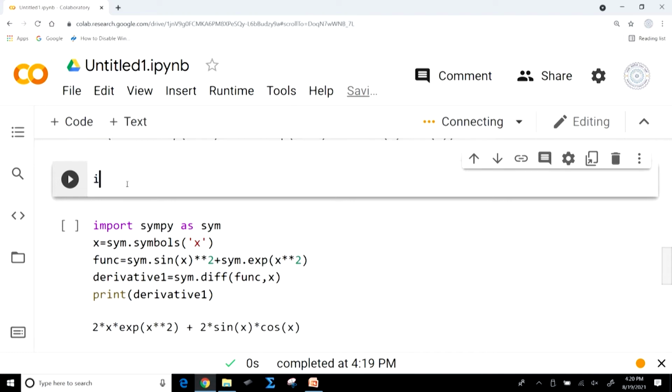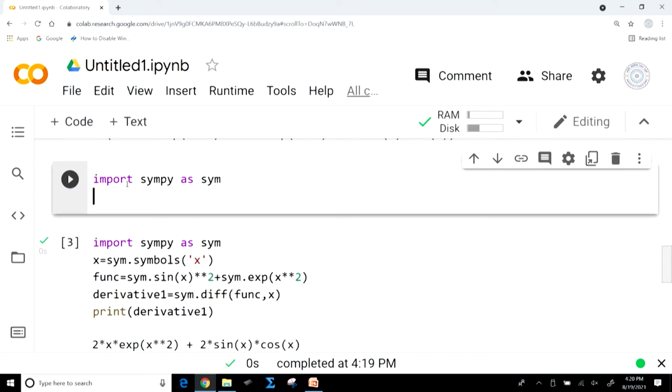Now, again we will use import sympy as sym. Then we have the declaration of variables. Say we have 3 variables x, y and z, which is equal to sym.symbols of x, y and z. Okay, so variables we have declared.